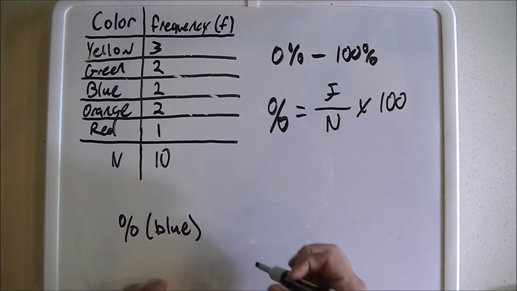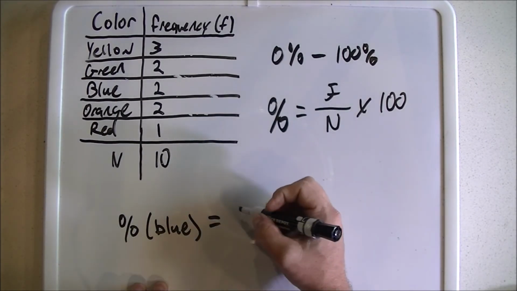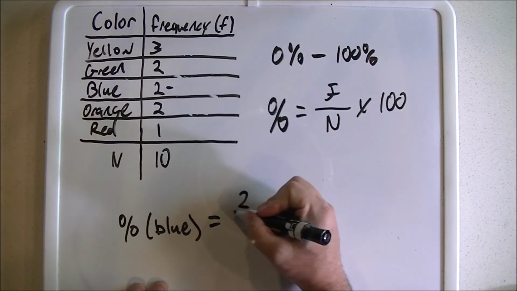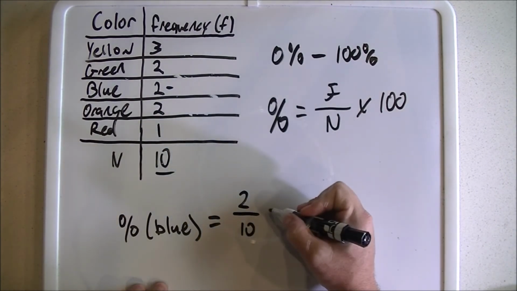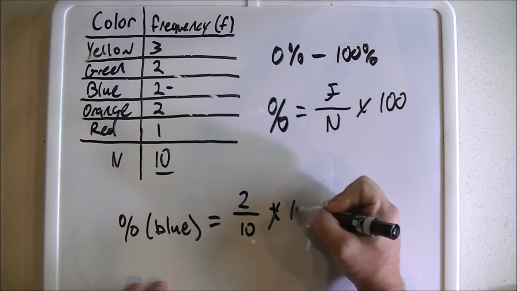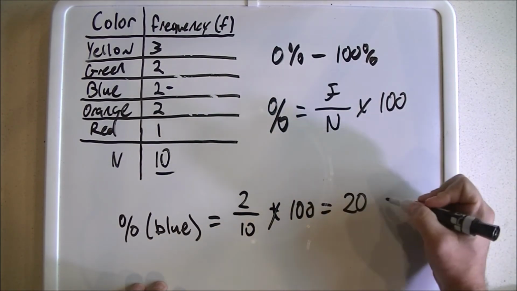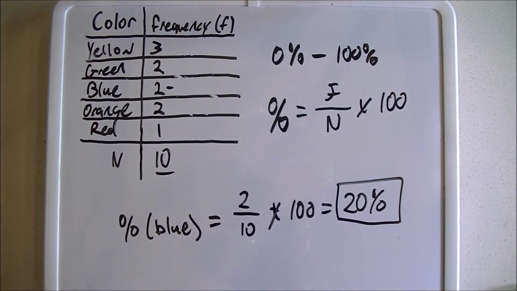So I'll go ahead and apply this formula. The percent of blue M&Ms is the frequency of blue M&Ms, so this here, 2, divided by our total sample size, 10, times 100, which gives us 20%. That's our final number. So what we find is that blue M&Ms make up 20% of all of the M&Ms in our sample here.